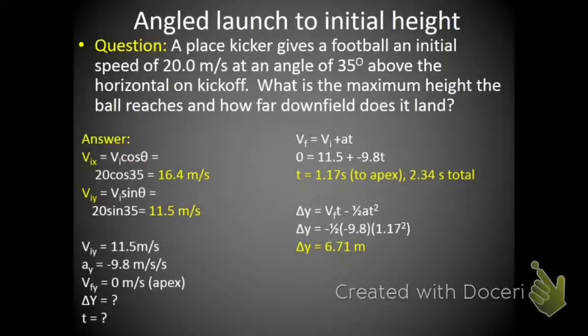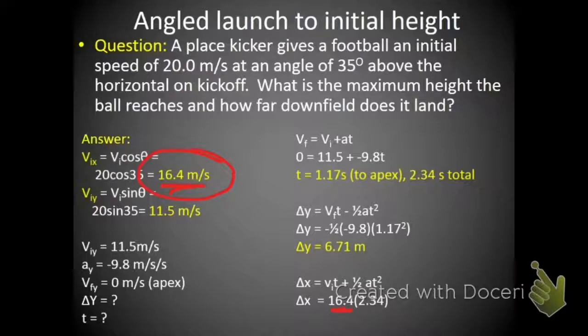The last thing to calculate then is how far downfield it's going to land. Downfield is its x range, so I'm going to use its x values, and I'm going to use the equation delta x equals Vit plus 1/2 At squared. Now I know that in the x direction it's not accelerating, so this value becomes 0, and all I'm left with is that Vit. The Vi is now, again, in the x direction. This is a common mistake students make, is they forget to switch it up. We're now talking about the x direction.